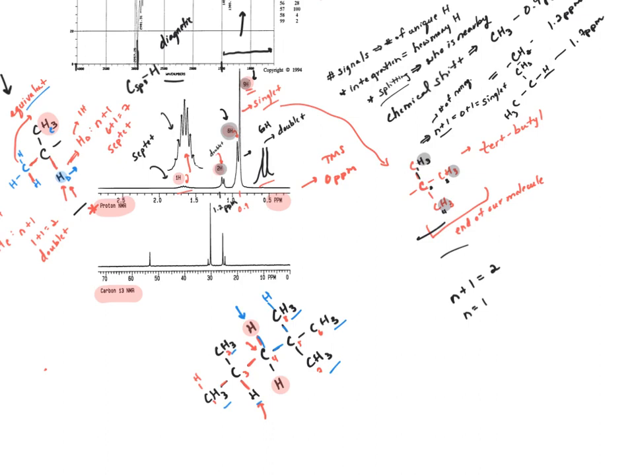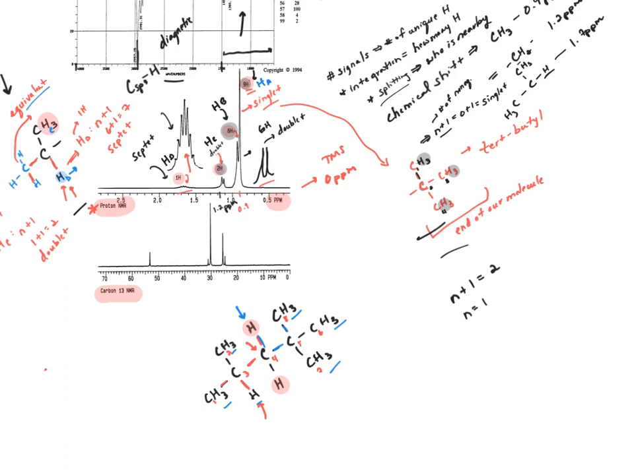So what I'm going to do is erase this because it just gets confusing. I'm going to erase this guy. And I'm going to call these guys, this signal, HAs. These guys are going to be my HBs. I'm going to call this signal HC. And then this septet, I'm going to call this HD.